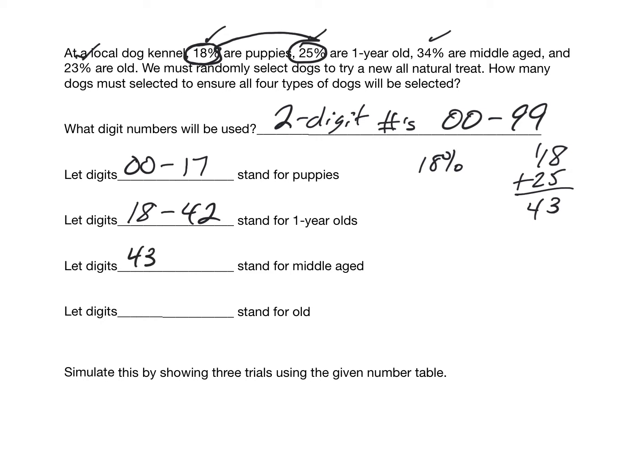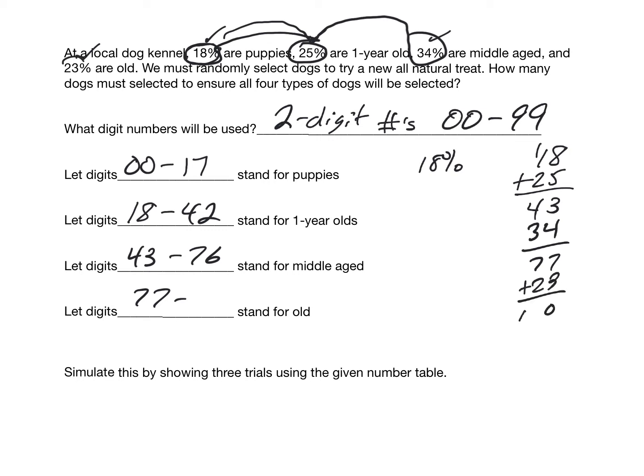43. Well, if you add the 18, the 25, and the 34, so if I add 34 to this, I get 77. 1 less than 77 is? So this is going to go to 76. I swear there are 34 numbers between 43 and 76. There are. And then 77, we don't have to do that, but watch, I'll do it anyways. If I add that 23 to this, I get 100. And what's 1 less than 100? 99. And remember, that's where we stop.